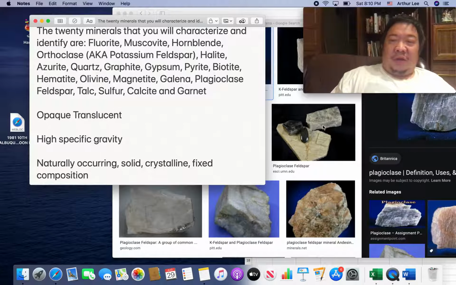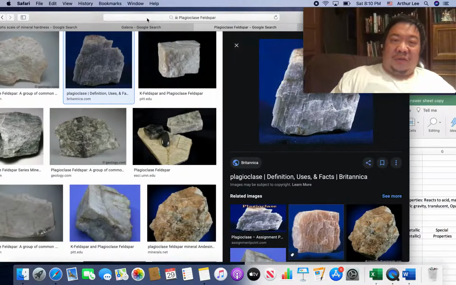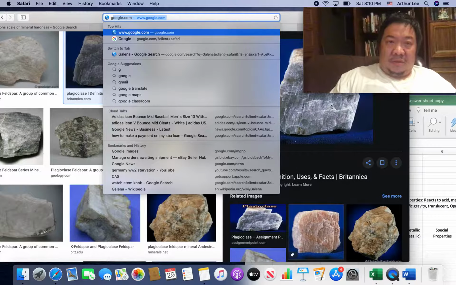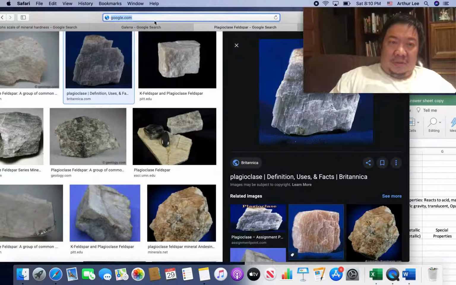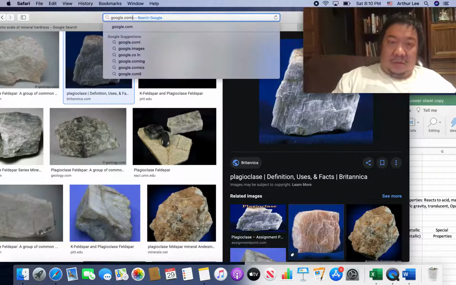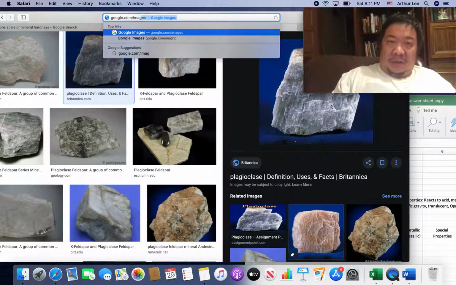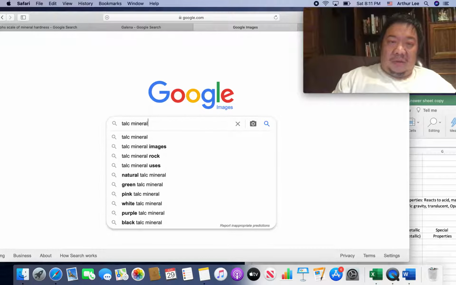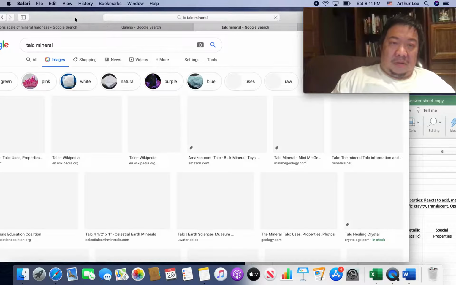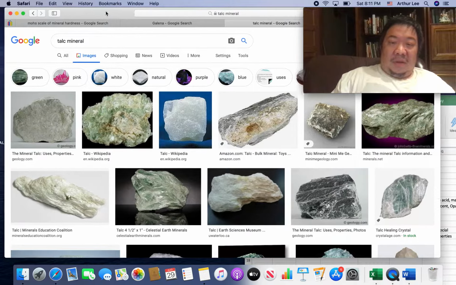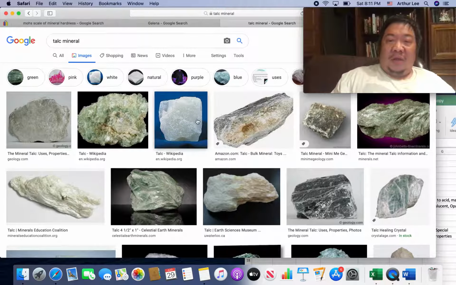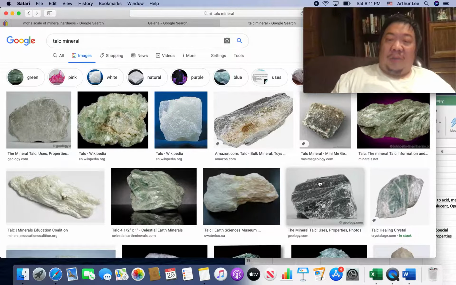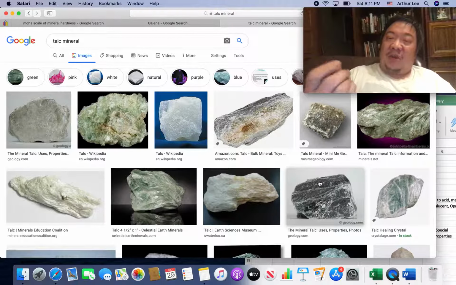Next mineral we're going to look at is talc. And talc is the softest mineral that there is. Talc comes in various colors from white to light gray to dark gray. But how can you tell it's talc? Well, one way you can tell is it feels like soap.